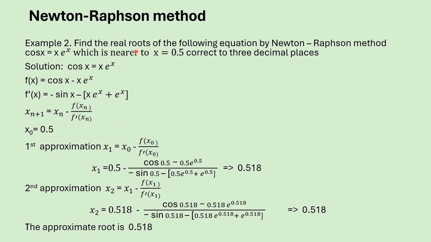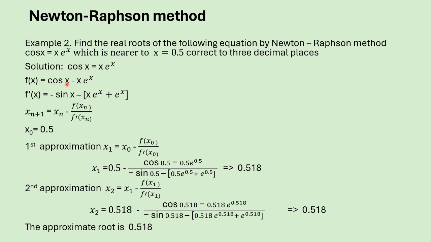Example 2: find the real root of the following equation by Newton-Raphson's method. cos x is equal to x e to the power x, which is nearer to x is equal to 0.5, correct to 3 decimal places. So this is the equation, and we'll call this f(x).